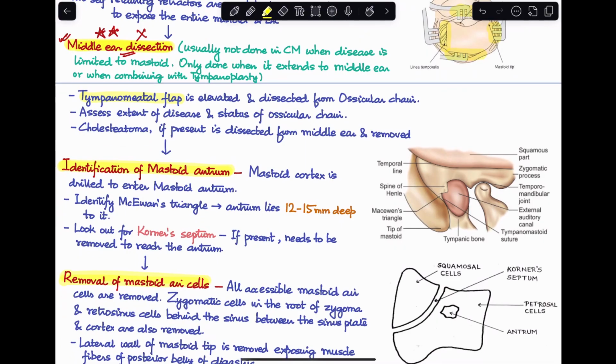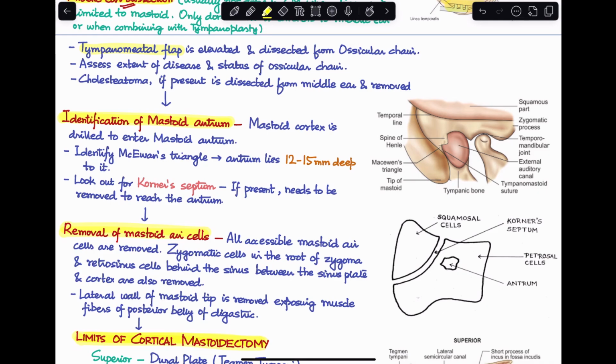So now that we have exposed the mastoid cortex, the next step is to identify the mastoid antrum. As I have already discussed in the last class, the landmark for determining the mastoid antrum is to find the suprameatal triangle or the McEwen's triangle. Once we find the McEwen's triangle, we know that the mastoid antrum lies 12 to 15 millimeters deep to this triangle. So in this image over here, we see where the McEwen's triangle is.